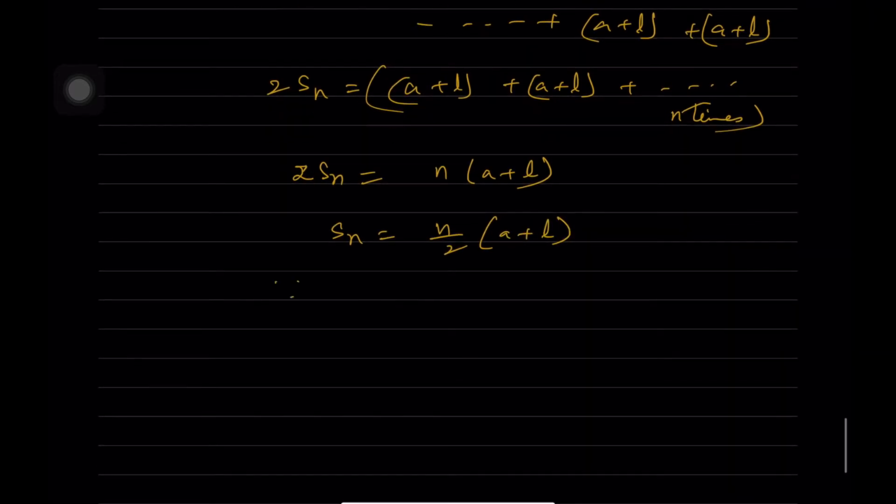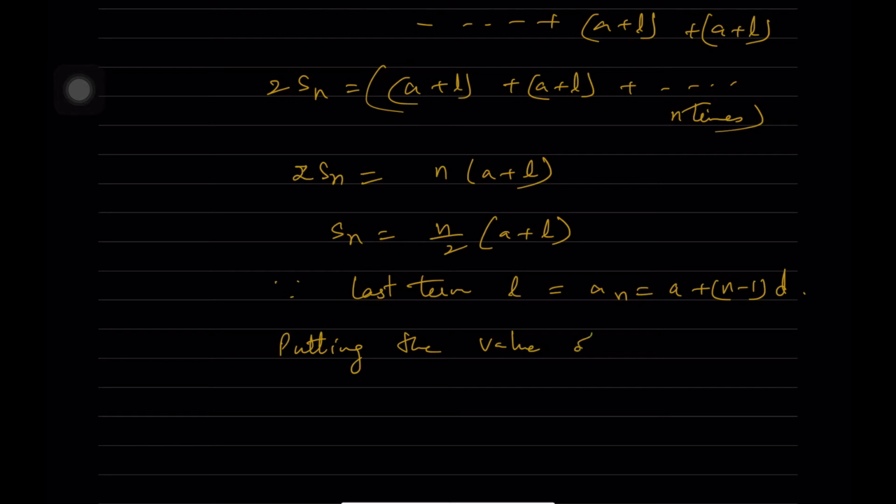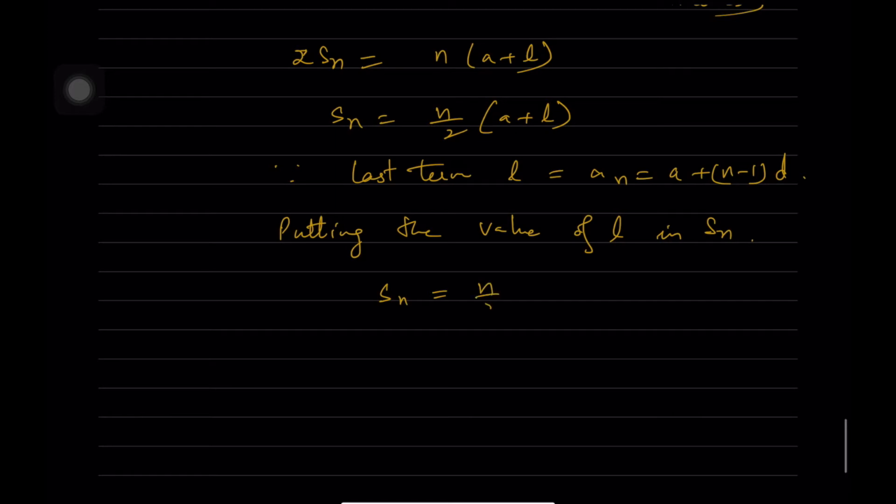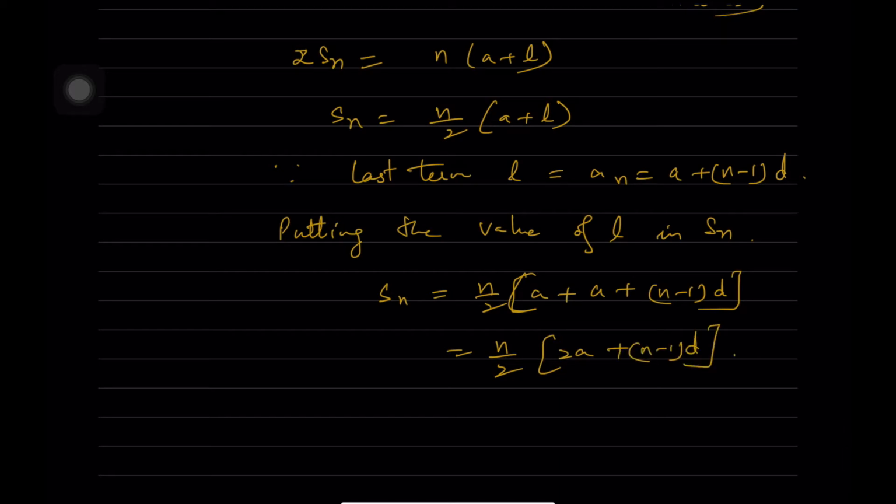Now since you know that the last term L is equal to An, which is equal to a plus (n minus 1) into d, putting the value of L in Sn, we get Sn is equal to n by 2 into (a plus a plus (n minus 1) into d), which is equal to n by 2 into (2a plus (n minus 1) into d). So this is the sum of n terms of an AP.